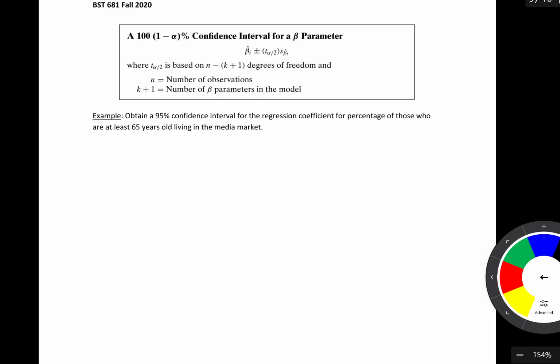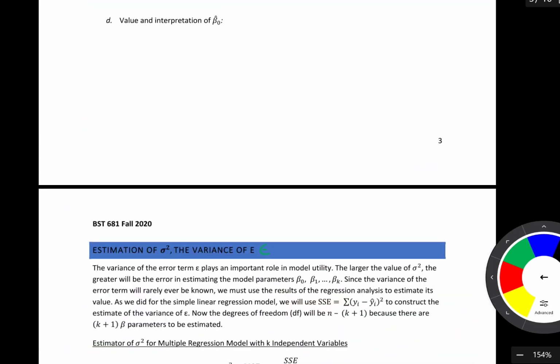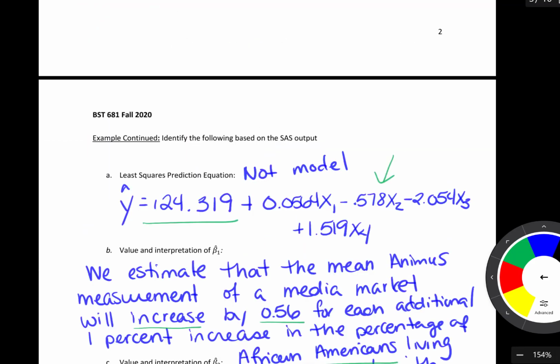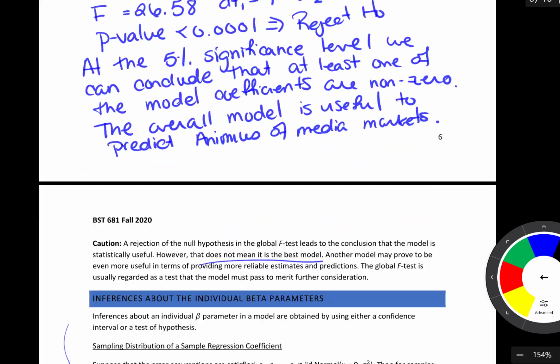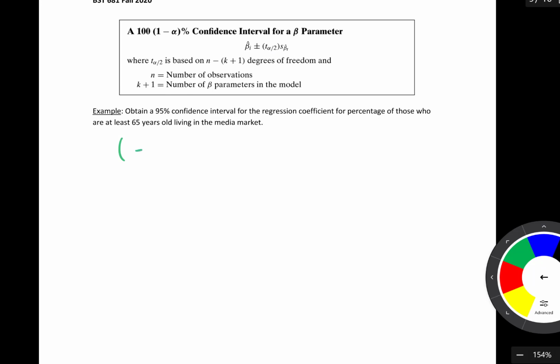Now the last thing we could do, and I kind of alluded to this already, is we could look at a 95% confidence interval. So again, if we go back up to that SAS output, remember that here was the confidence interval. So for this example, our confidence interval is as follows. And then in terms of our interpretation, we have the following.